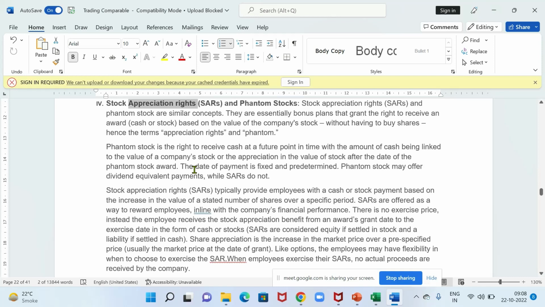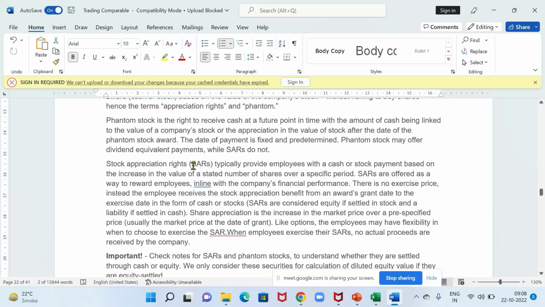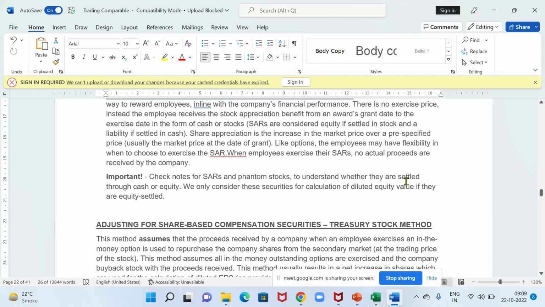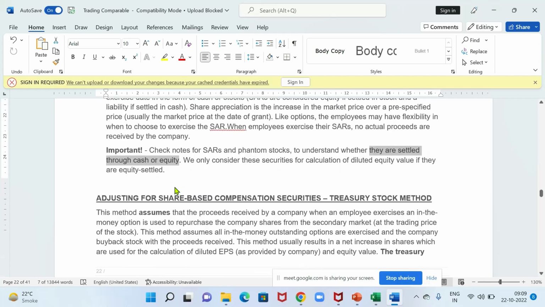Phantom stock is again the right to receive cash at a future point in time, with the amount of cash being linked to the value of the company's stock. It's similar. So again, SARs typically provide employees with a cash or stock-based payment based on the increase in the value of a stated number of shares over a specific period. SARs are offered as a way to reward employees in line with the company's financial performance. There is no exercise price. Instead, the employee receives the appreciation right as an award granted at a specific date. So it is important whether they are settled through cash or equity.